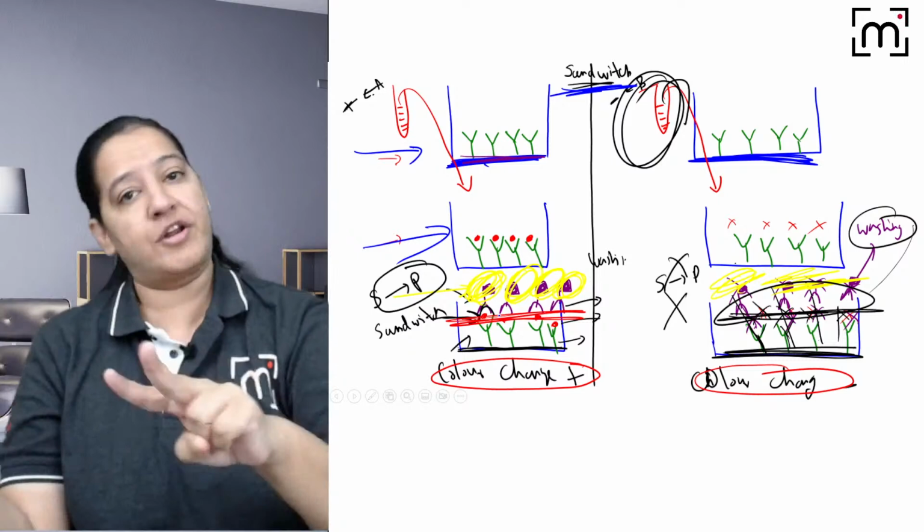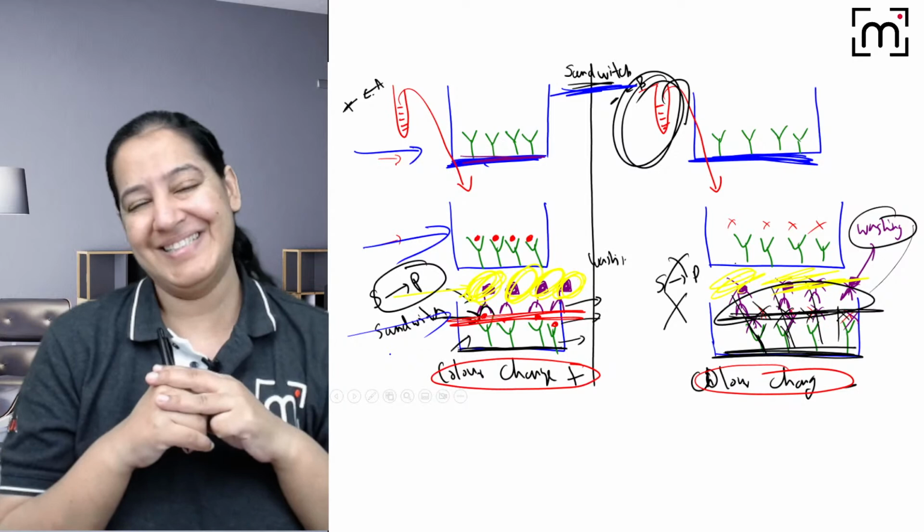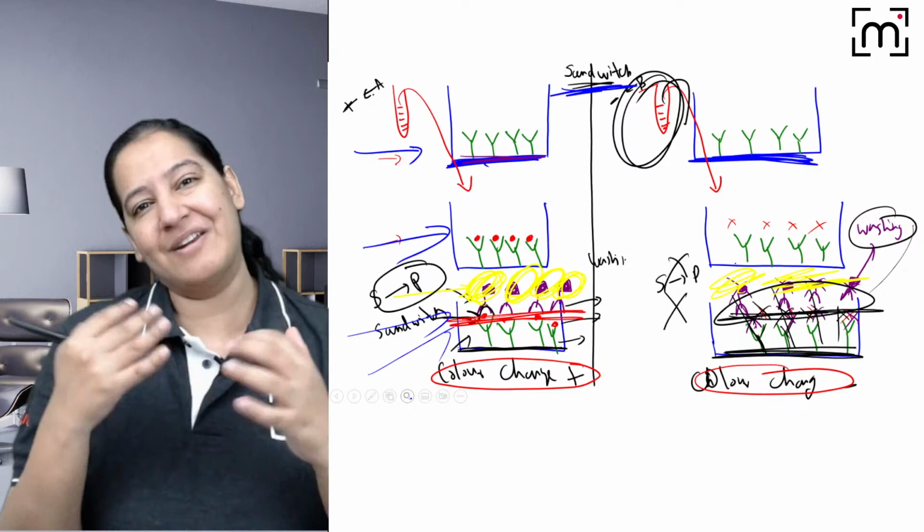Step number three, again add antibody, like step one only. Again add antibody, but this time the antibody is enzyme linked. And the last step, add substrate. If enzyme is present, substrate will get converted to product and color change will be there.